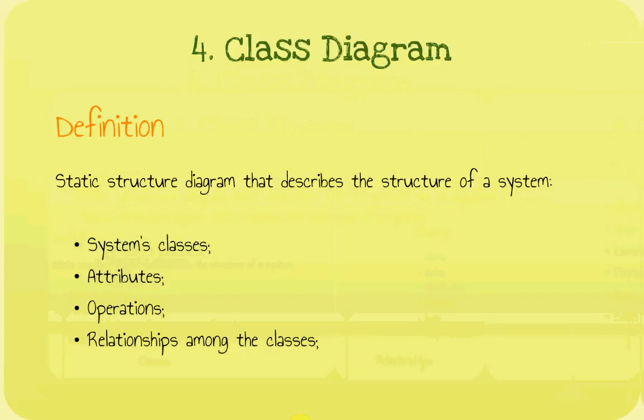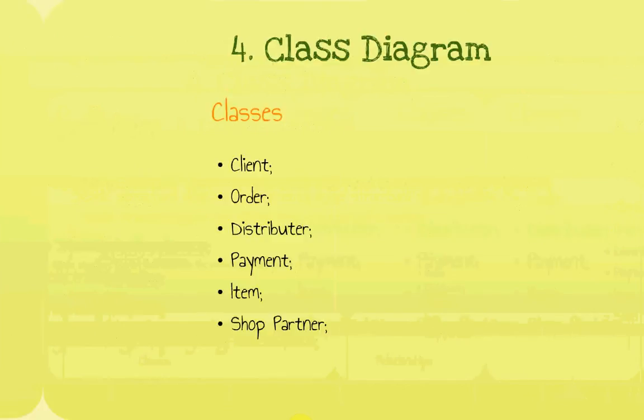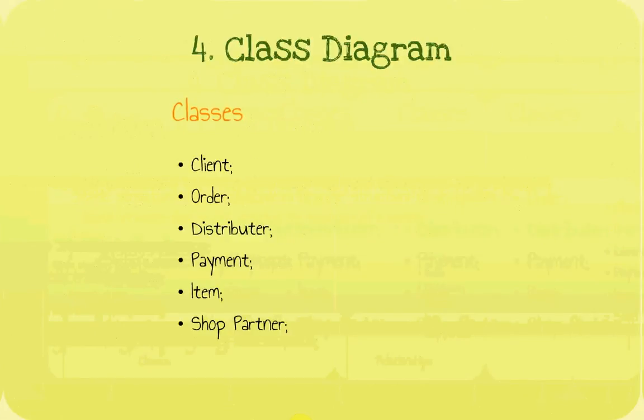In this 4th point, we're going to present our class diagram. A class diagram is a diagram that describes the structure of a system, showing the system classes, the attributes, the operations, and the relationship between the classes. The classes for our business are the client, order, distributor, payment, item, and shop partner.